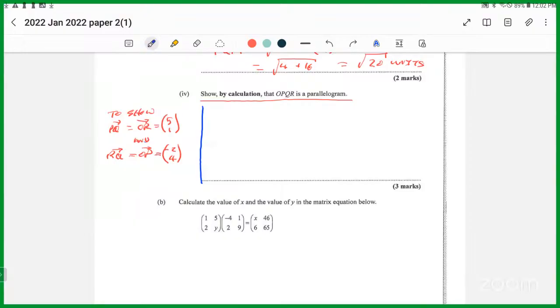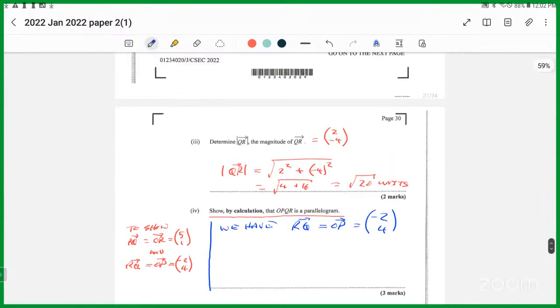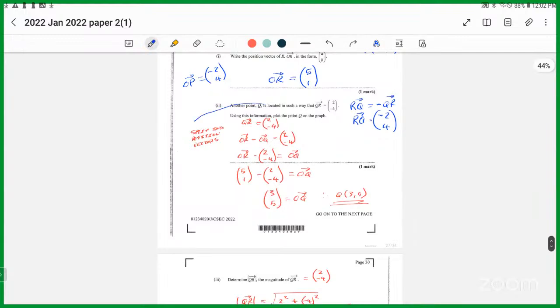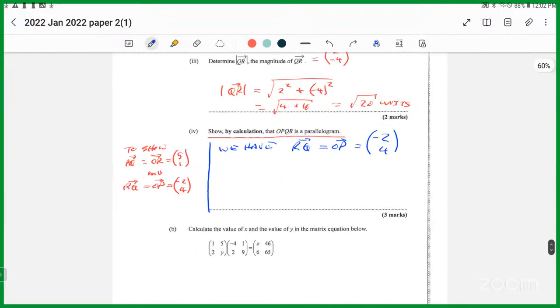So I'm going to write, we have this RQ already equals OP already, which is equal to negative 2, 4. Because I have it in my work. I stated this here, which is on my paper, and I stated this here, which is on my paper. Remember, if I'm doing this exam, I'm not going to do this part this way, I'm going to do it this way as I told you. Quite easier. Alright? And then now, I already have the first part of what I need to show. So I can put a tick on this one. This one is done. I need to work out this one now.